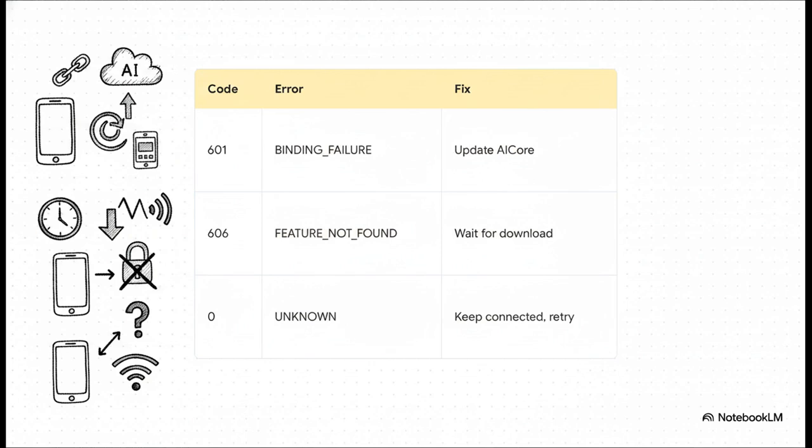Oh, and a totally critical note on 606. If you're testing on a device with an unlocked bootloader, you are always going to get this error. No way around it. The GenAI APIs strictly do not support unlocked bootloaders. And finally, error 0 is just an unknown download error. For that one, just make sure you keep the network connected, wait a beat, and retry.